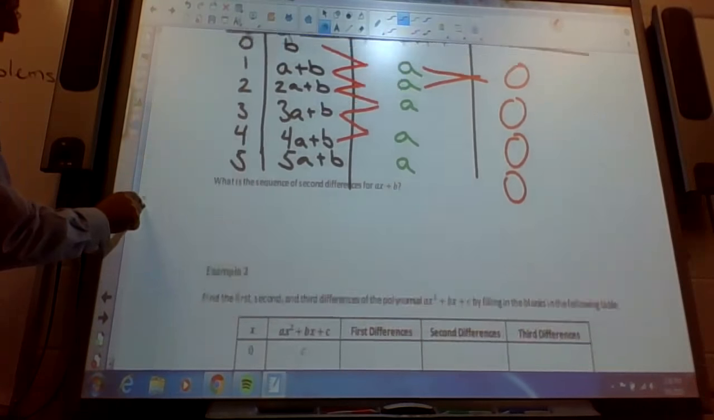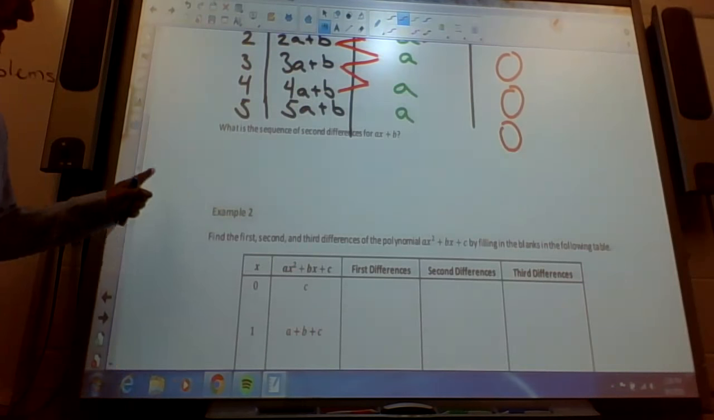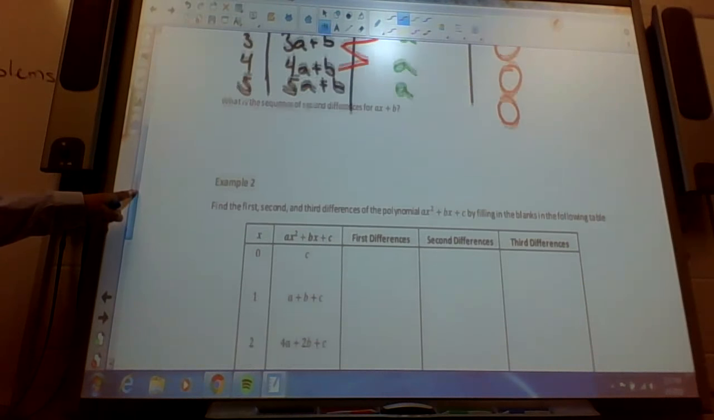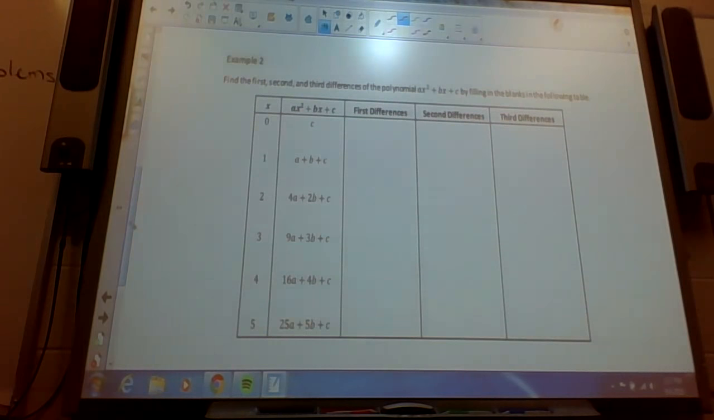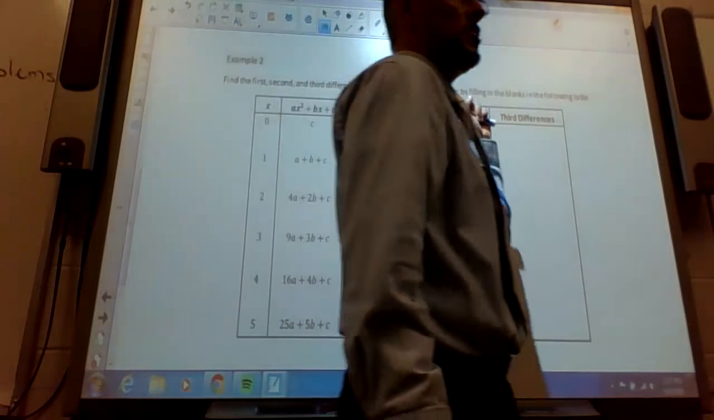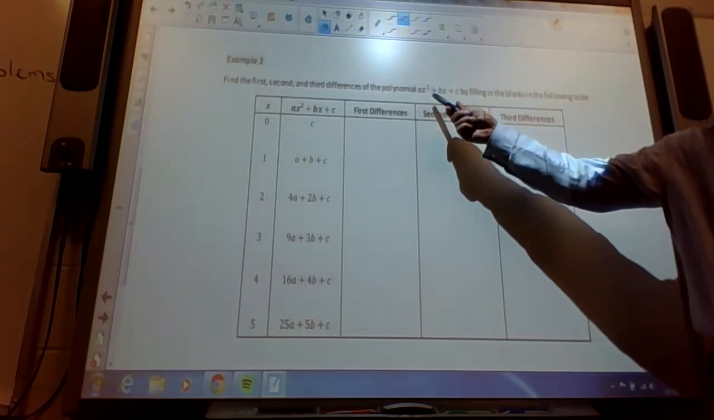Okay? Now, here's what I want us to do. Let's find the first difference, the second difference, and the third difference of this polynomial. So what kind of polynomial is this?